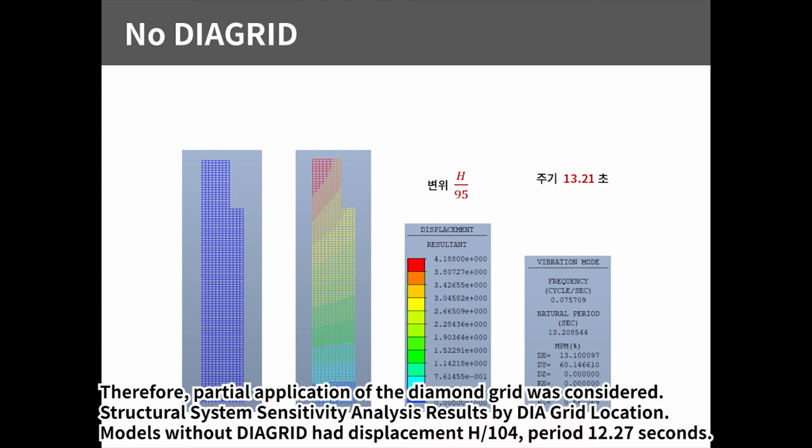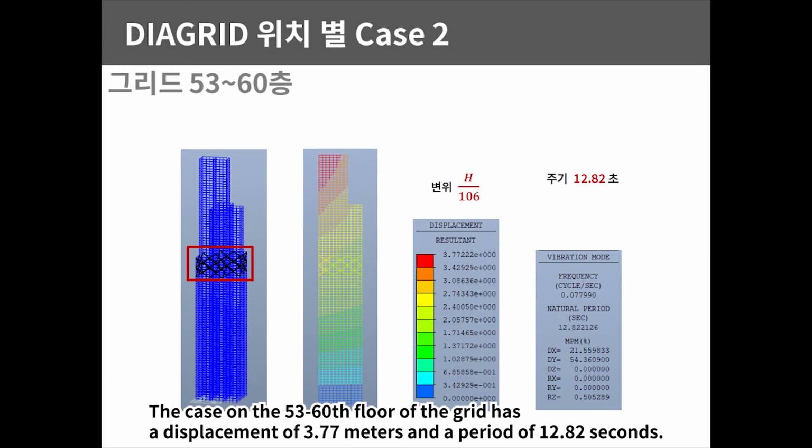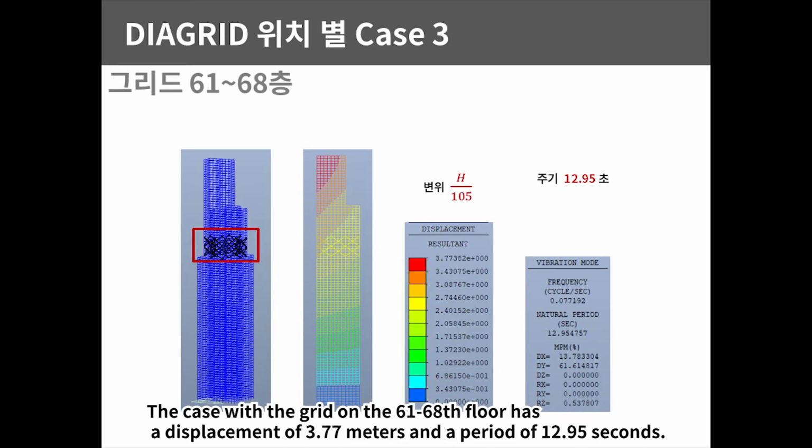The model without DIAGRID had displacement H/104 and a period of 12.27 seconds. The case where the grid is applied to floors 1 to 8 has a displacement of 3.82 meters and a period of 12.27 seconds. The case with the grid on the 53rd to 60th floor has a displacement of 3.77 meters and a period of 12.82 seconds. The case with the grid on the 61st to 68th floor has a displacement of 3.77 meters and a period of 12.95 seconds.